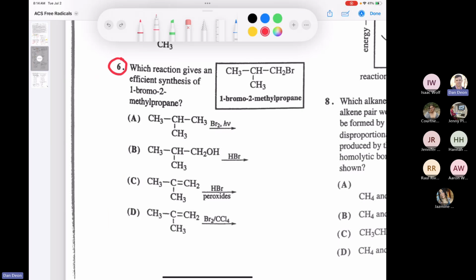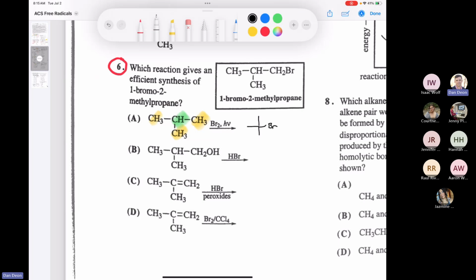Now, if I look at A, this molecule is actually called isobutane. You can call it 2-methylpropane as well. But if I brominate this, where is the bromine going to go? There's two types of protons that could be abstracted. You could abstract the green type or the yellow type. Could anybody tell me where the bromine is going to go preferentially? Yeah, it's going to go where the green one is. So that is not going to give us the product. That is, in fact, going to give us tert-butyl bromide.